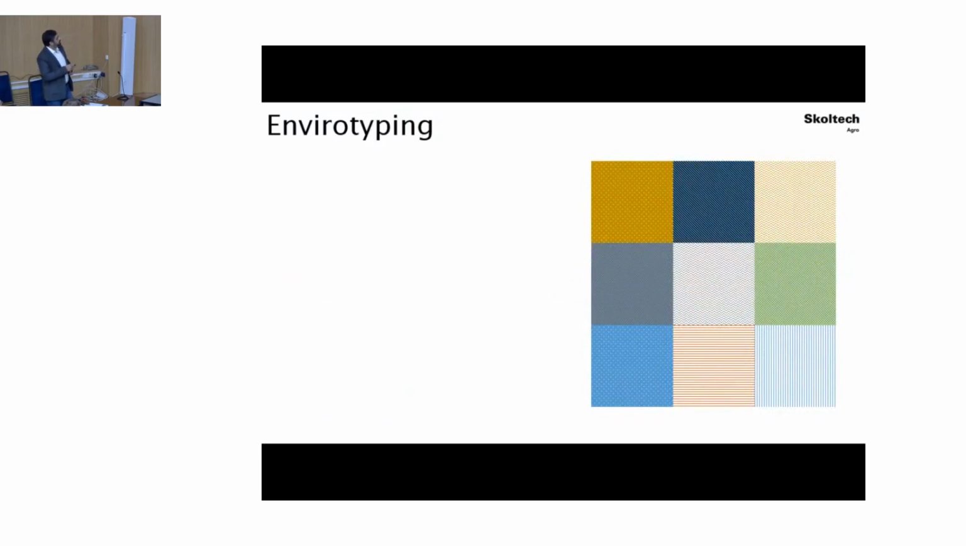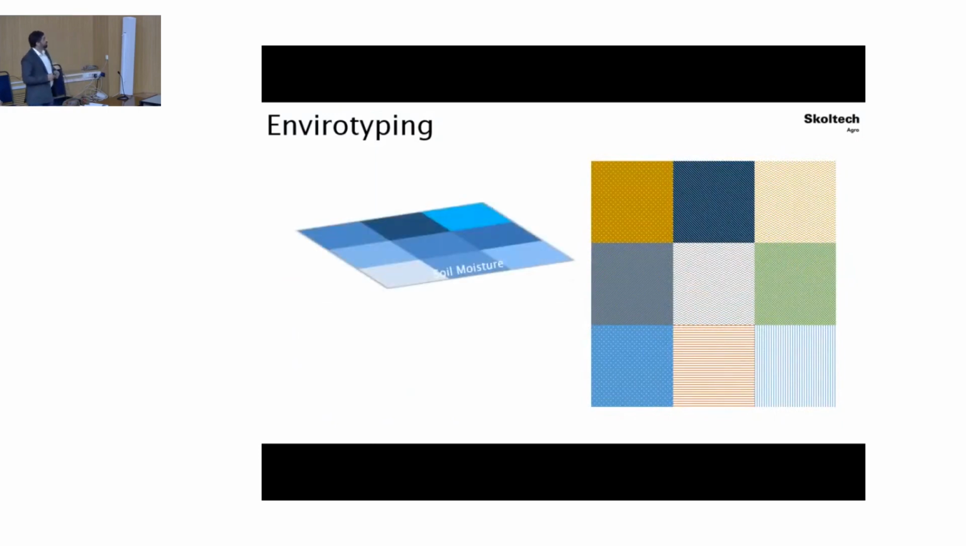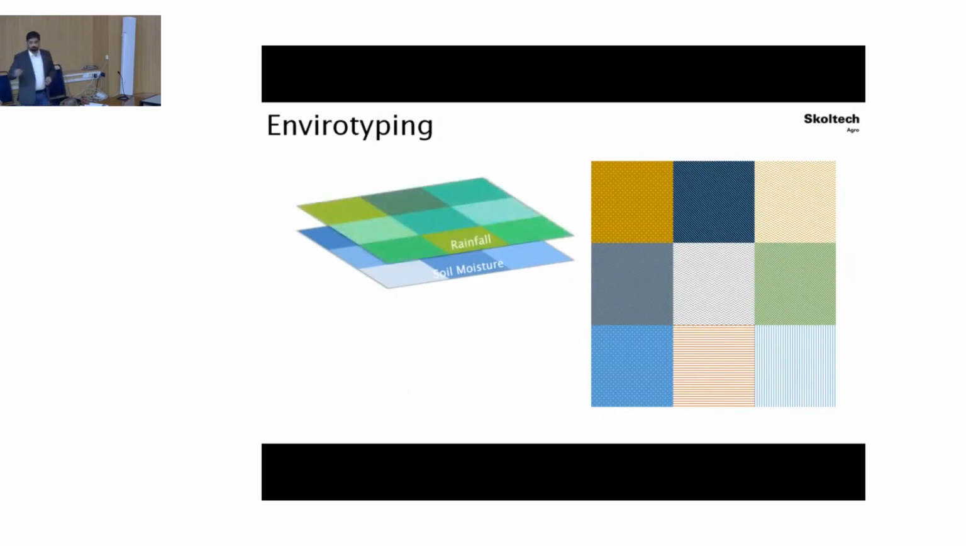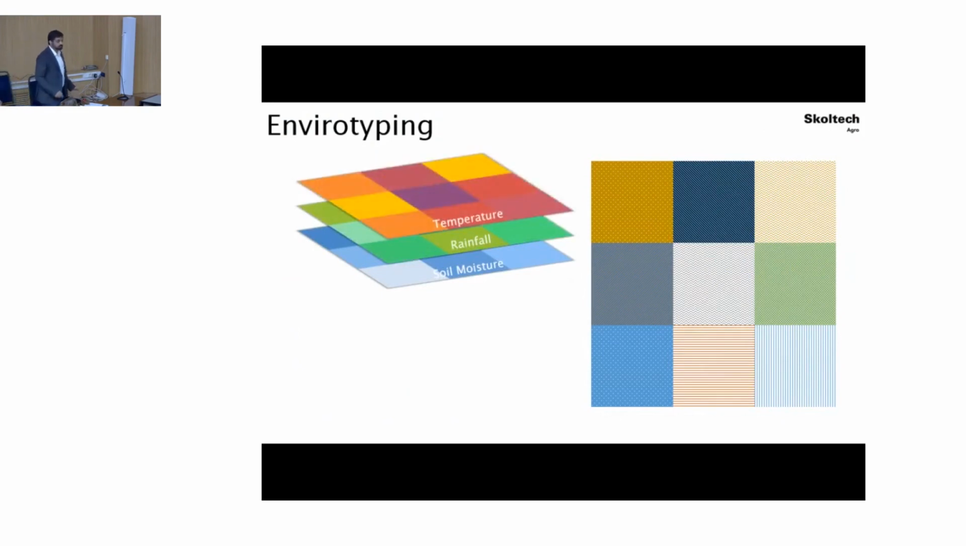Each one of these blocks has its own value for different environmental parameters, right? It could be the moisture in the soil, how wet the soil is. It could be how much rainfall occurs there. It could be the temperature, right? So these are all dynamic. They change very fast with time.